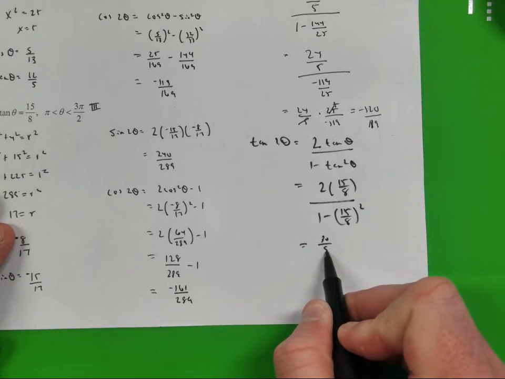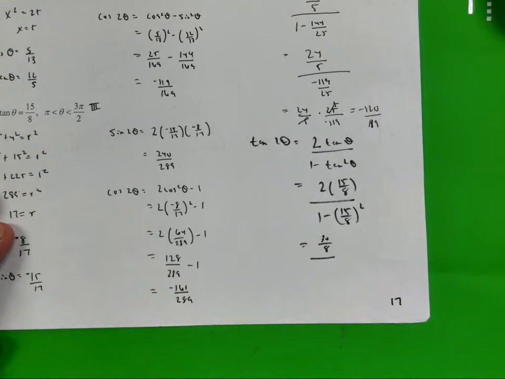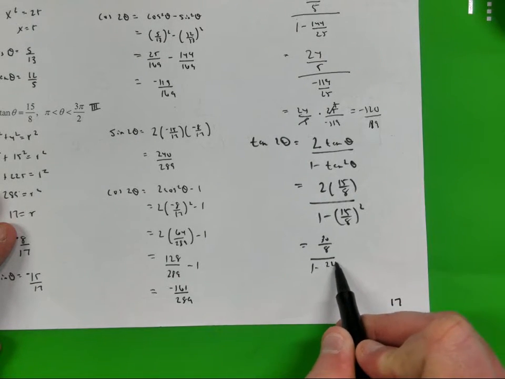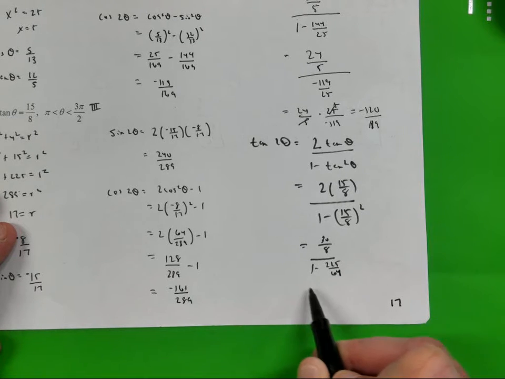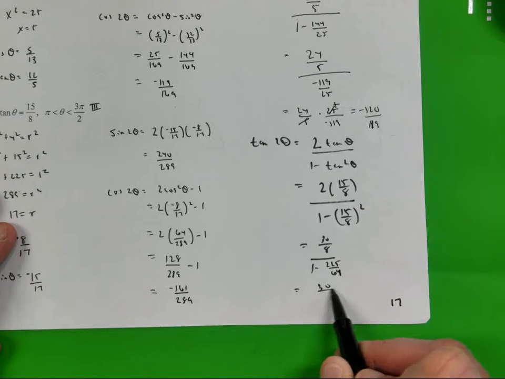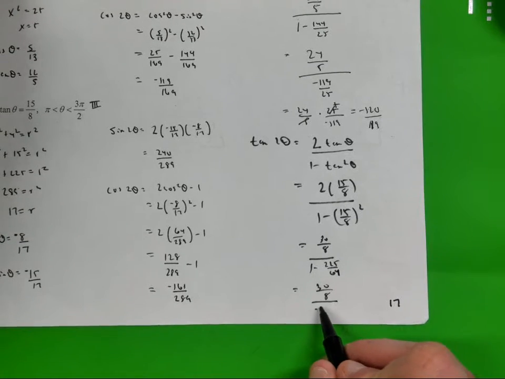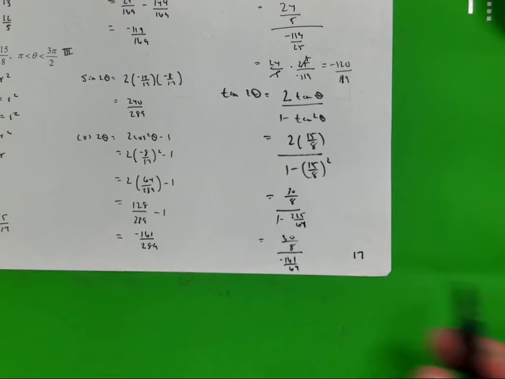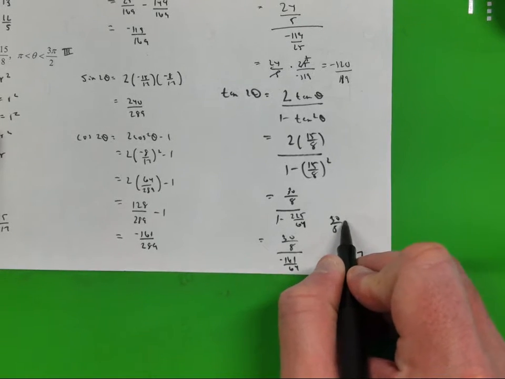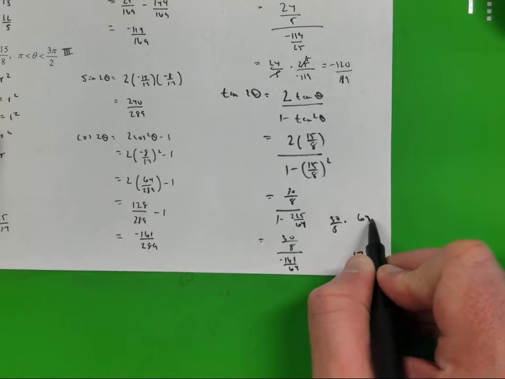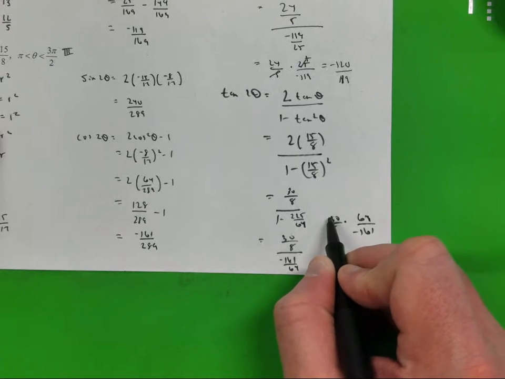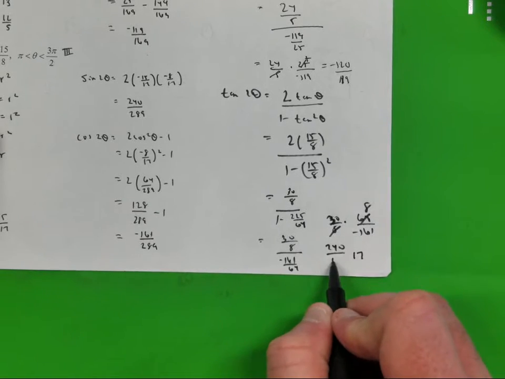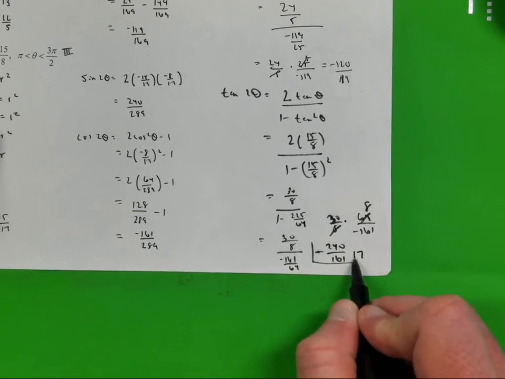That's going to be 30 over 8. Don't worry about simplifying until the end. 1 minus 15, oh, that's going to be 1 minus 225 over 64. Help me out with this. What is it? Okay. Then we'll come to the side and say 30 over 8 times, I'm going to flip it, 64 over negative 161. So this will be negative 240 over 161. Did y'all get that?